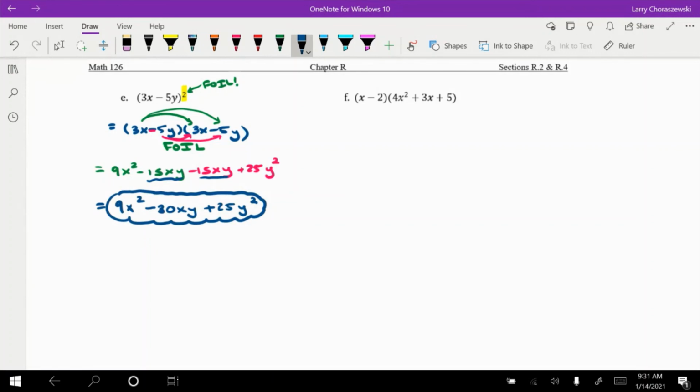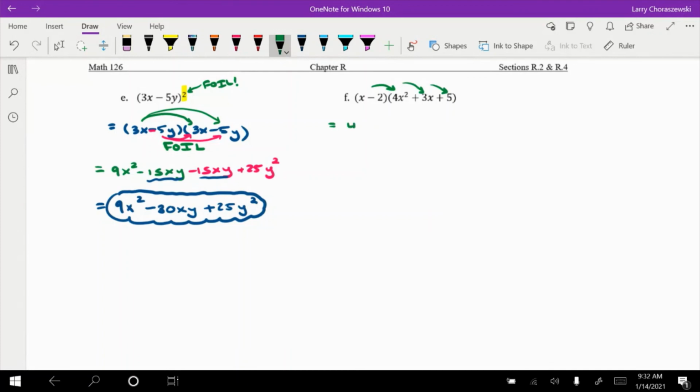Okay. Oh, it's awesome. All right. Part F is really just going to be handled much like a FOIL problem, except there's this additional term inside the second set of parentheses. But we just handle this business as usual. We're going to distribute the x to all three of these. Then we'll come back around and distribute the negative 2.